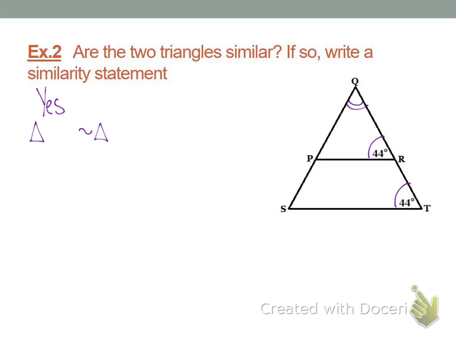Somebody a little louder. Why don't you go a little louder? PQR. Okay, PQR. That's the little one. So if PQR is how we named the little one, the big one would have to be SQT. Good. Again, if it helps you to draw them separately to see that, that's fine. Do we have questions about example 2?